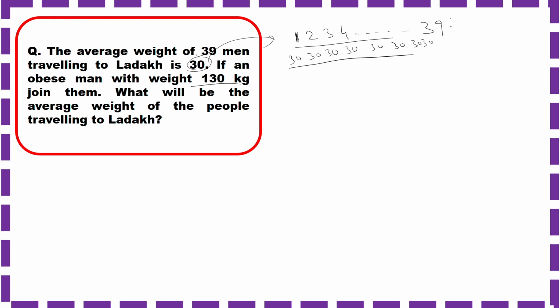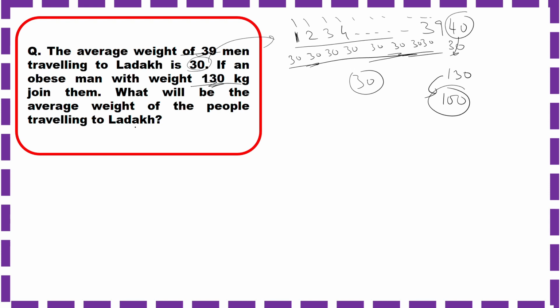But now what happened? This 40th person's age is 130. 130 kilos, right? If this were 30, then the average gets balanced and there wouldn't be any change in the average. But this is 100 more than the average age of the 39 men. So the remaining 100 gets equally distributed to all these 40 members.